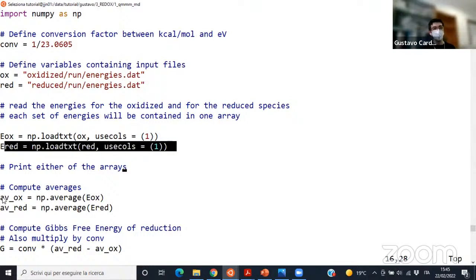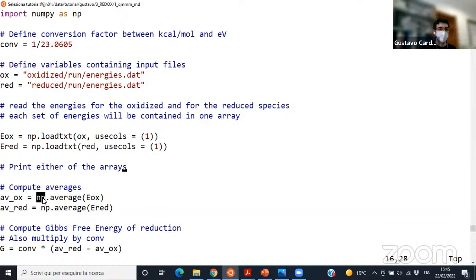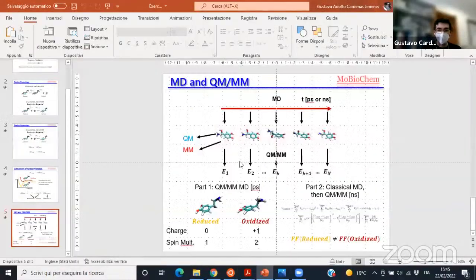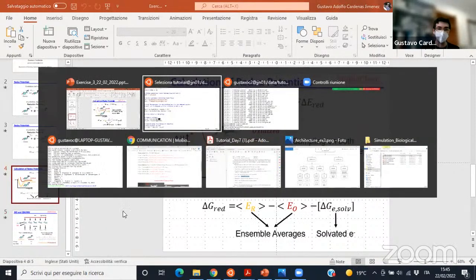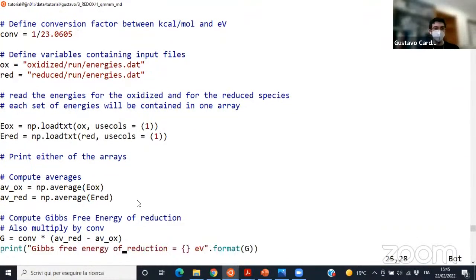Then Python is really nice because it has things pre-implemented, like average. So if you do this numpy.average on the oxidized species, it gives you back the average value of the oxidized species, which is precisely this guy here. It also gives you this guy here for the reduced species. And once you have the two averages, which are these two guys here, ox and red, we compute the Gibbs free energy as follows. It's just the difference, right?